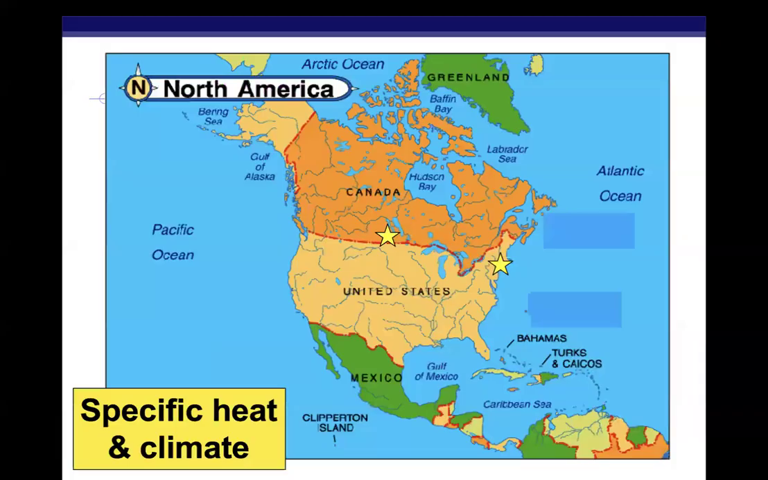So here's a specific map of North and Central America. And you can think about how the climate differs on the coasts here versus inland, and the effect that water has in moderating those temperatures, right? It doesn't get super cold right on the coast here, because water is able to moderate.